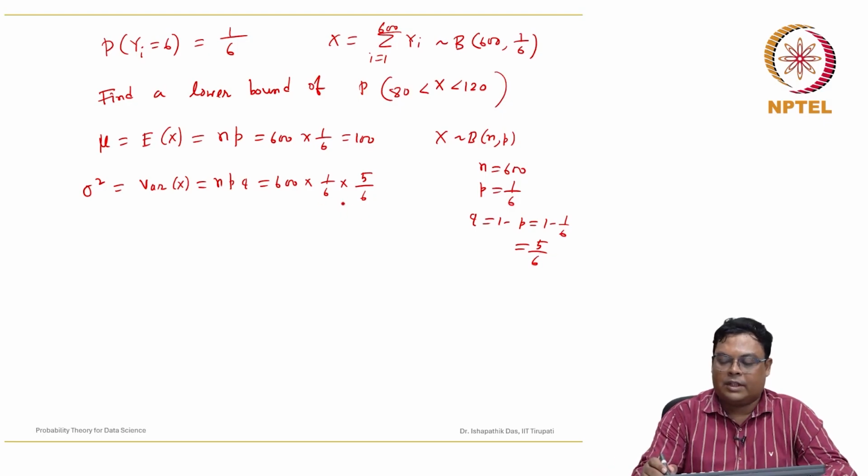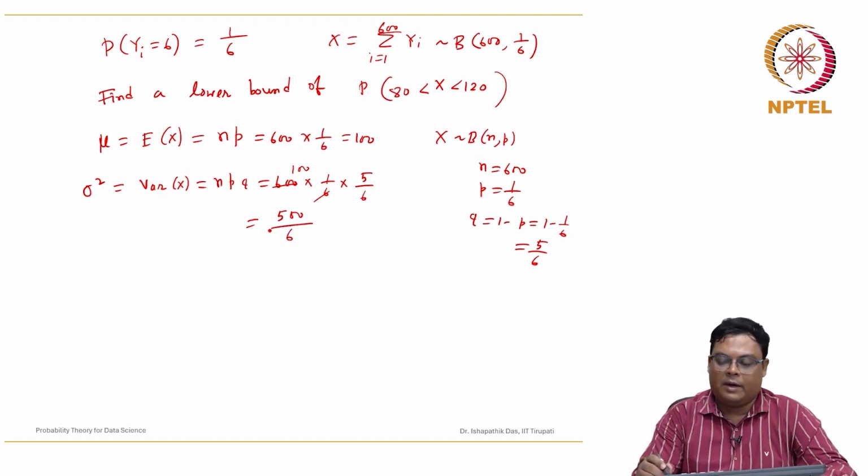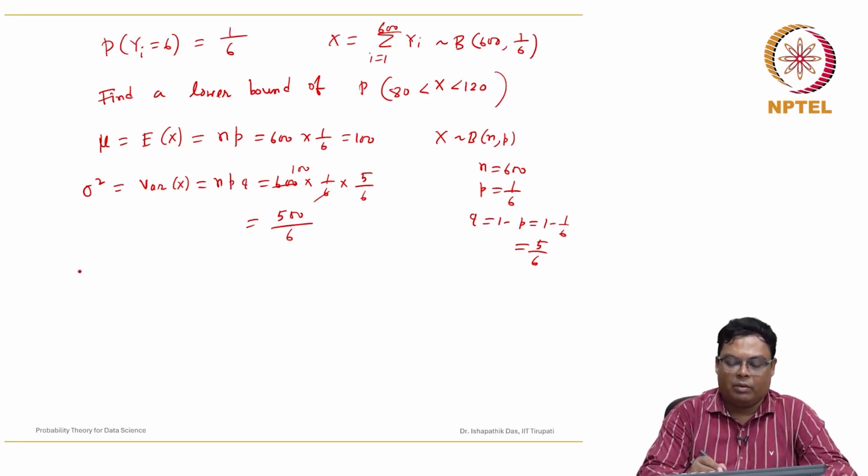Then we can simplify these things. Let us keep it as 500 by 6; later we will simplify it if required. So sigma square is this. Now Chebyshev inequality says something about x minus mu. So what is x minus mu here? We want the probability that x is less than 120 and greater than 80.